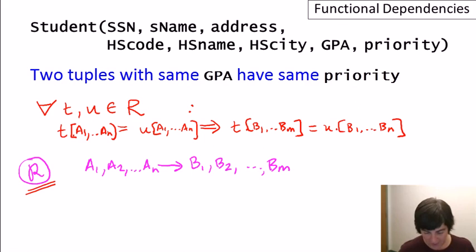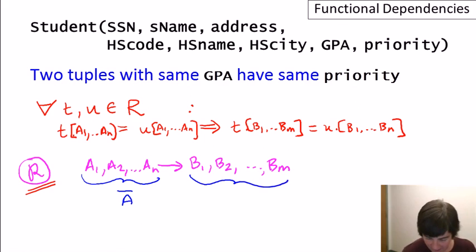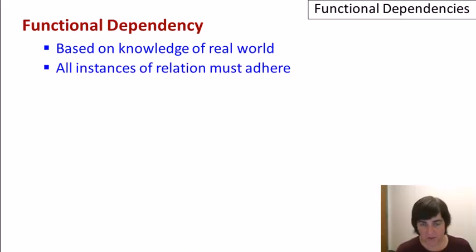Just one last bit of notation before we move on. For simplicity, I'm going to often in the video abbreviate a list of attributes or set of attributes by using a bar. So I'll write A bar to indicate a set of attributes A and B bar to indicate a set of attributes B. And again, this is just for convenience. So we've seen the motivation for a functional dependency in a relation. A functional dependency for a relation is based on knowledge of the real-world data that's being captured. And when we specify one, just like specifying keys, all instances of the relation must adhere to the functional dependency.